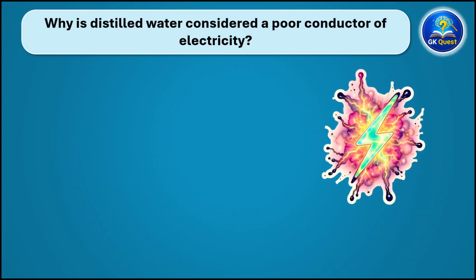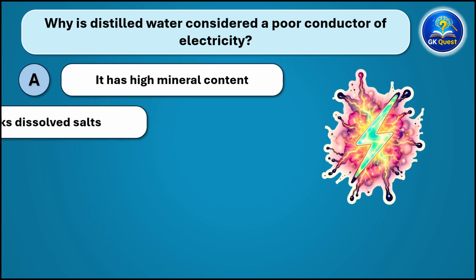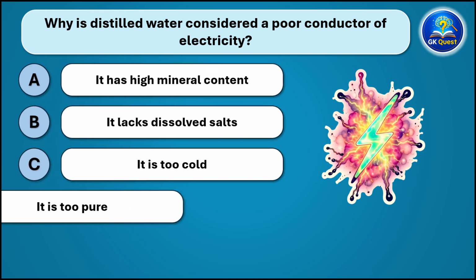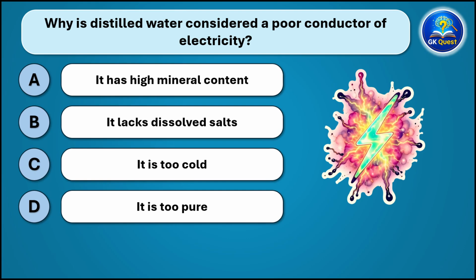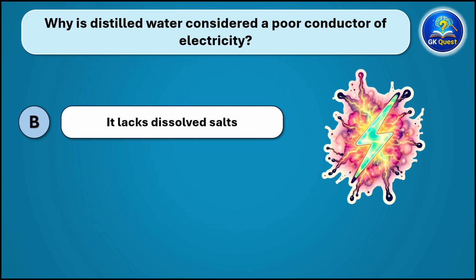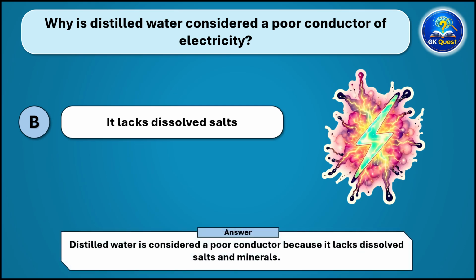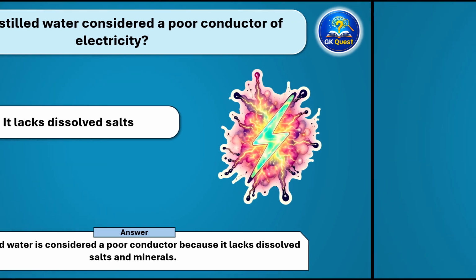Why is distilled water considered a poor conductor of electricity? And the correct answer is distilled water is considered a poor conductor because it lacks dissolved salts and minerals.